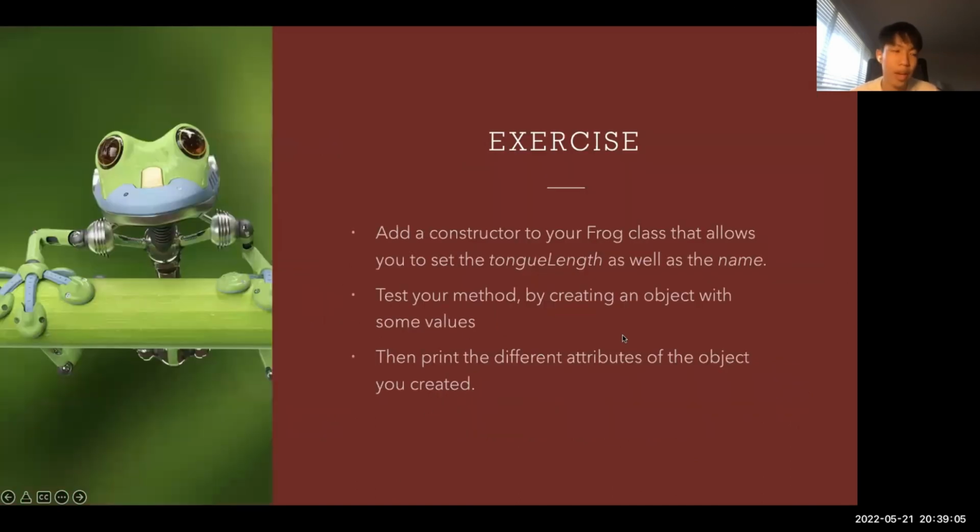Okay, exercise. Please add a constructor to your frog class that lets you set the tongue length as well as the name. This is pretty simple. I'm not going to send you the code I had for the last one, so try to write the constructor yourself. When you use the constructor, set the tongue length to whatever the parameter is. Then test your method by creating an object with some different values and printing the different attributes of the objects you created to show yourself that it actually worked. So create some objects with your custom constructor, pass some values into the constructor, and then print some attributes of the object. I'll give a few minutes for that, and then I'll show how to do it.